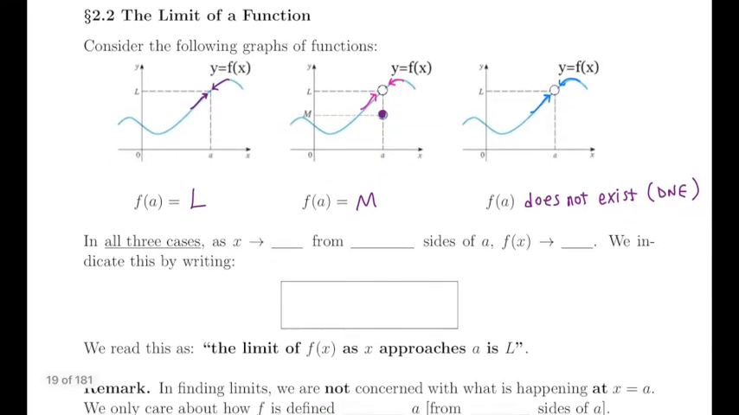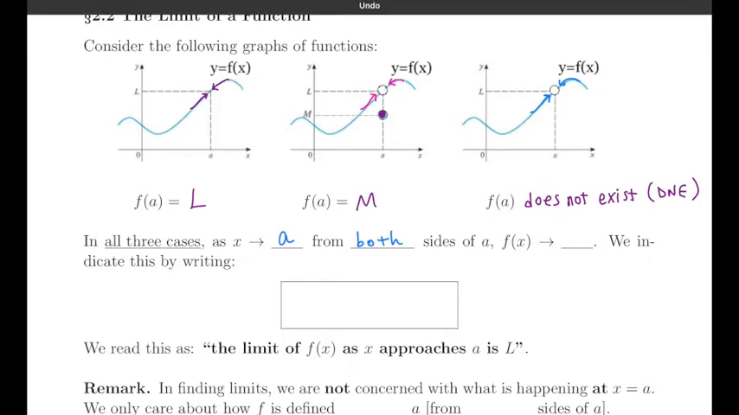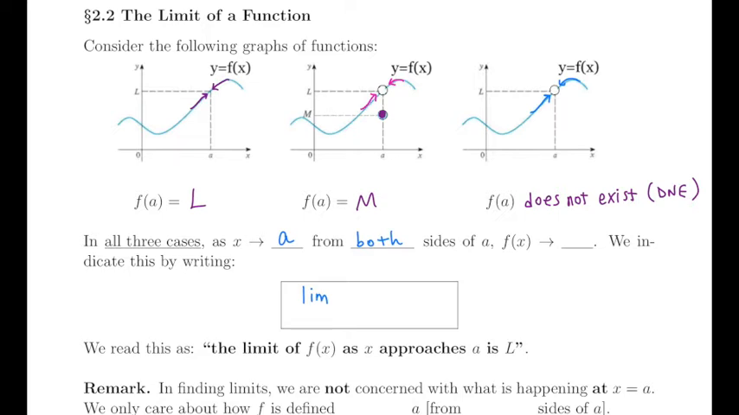So we'll write that down. In all three cases, as x goes towards a from both sides of a, f of x goes towards L. As x goes to a, y goes to L. And we can write this using symbols as follows. We'll write LIM, which means a limit, and below this we'll write down what x is doing. Well, x is going towards a, so we'll write x goes towards a. And to the right of this, we're going to write down the function name. The function name is f of x. And we say that this is equal to L in this case.